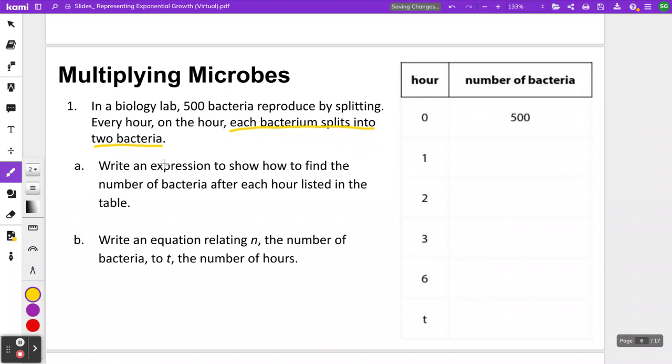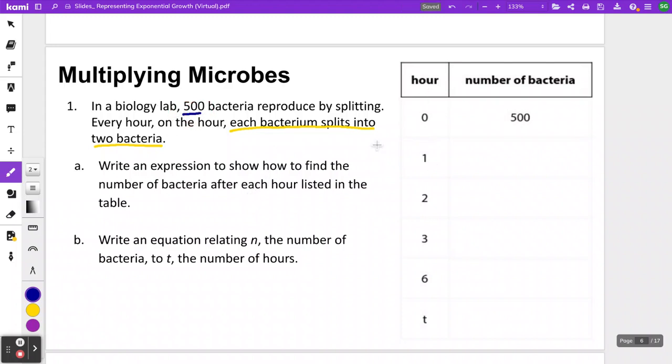In part A, our job is to write an expression to show how to find the number of bacteria after each hour listed in the table. So I'll give you an example and then have you pause the video to try the rest of the table. We've got hour 0. Remember, hour 0 means our starting point. We have 500 bacteria. That was given to me in this table.